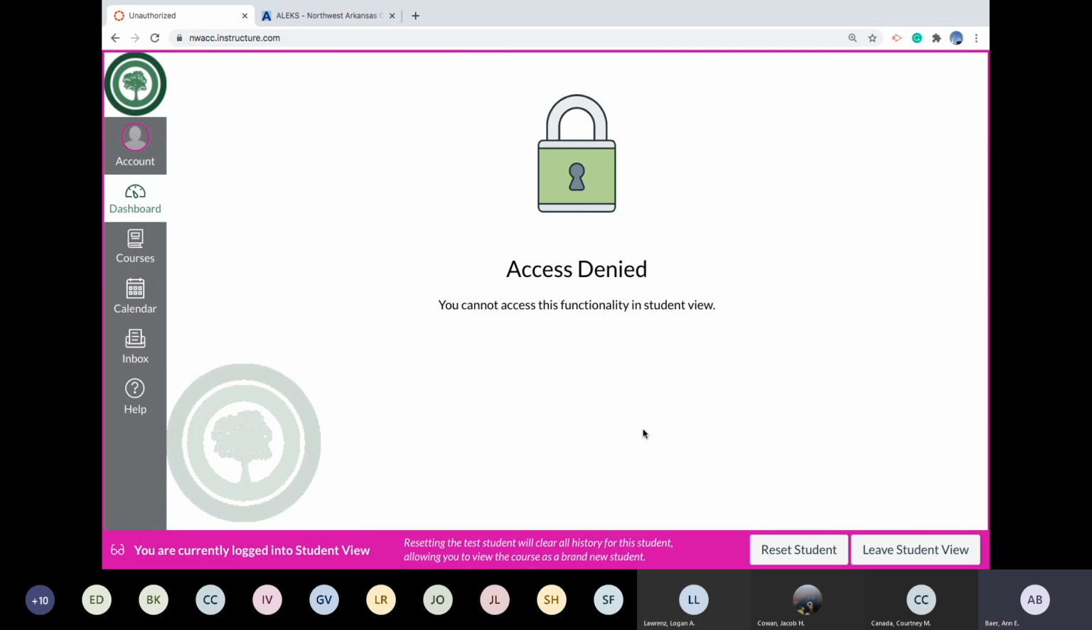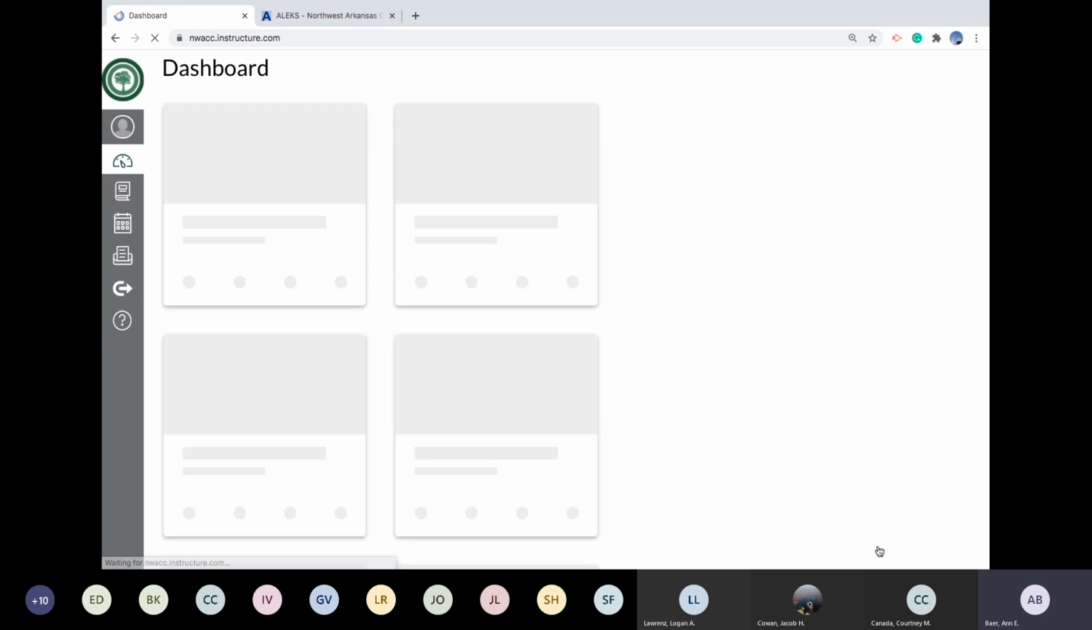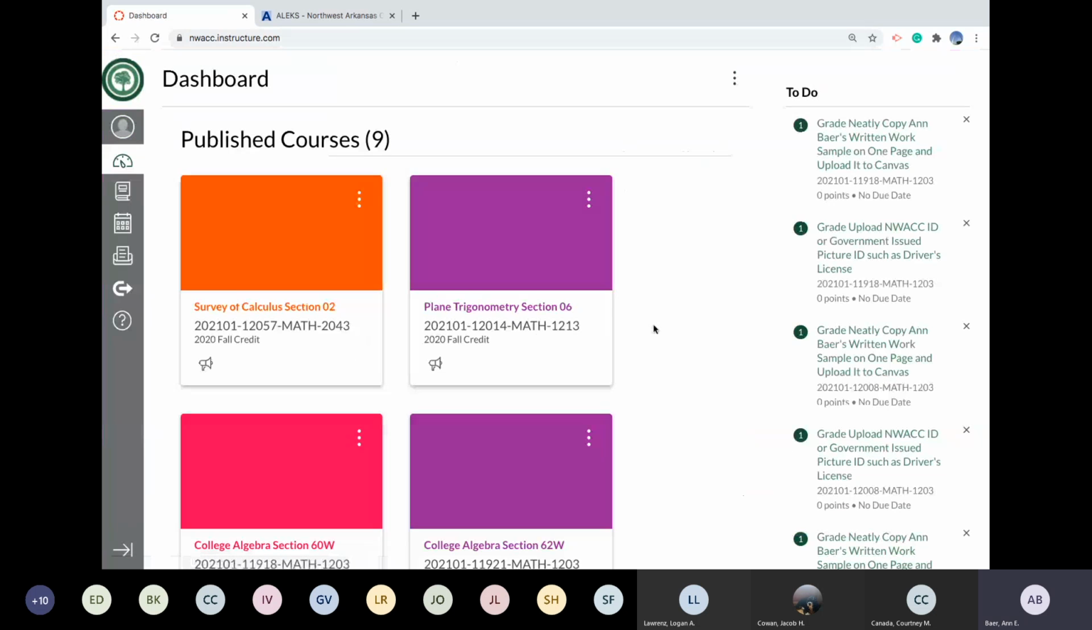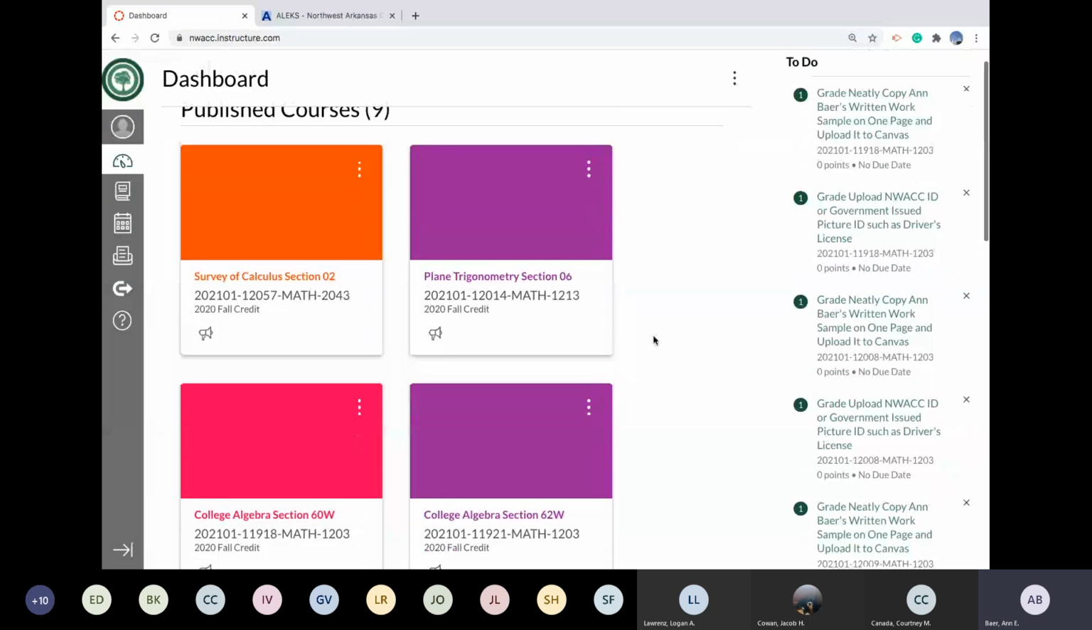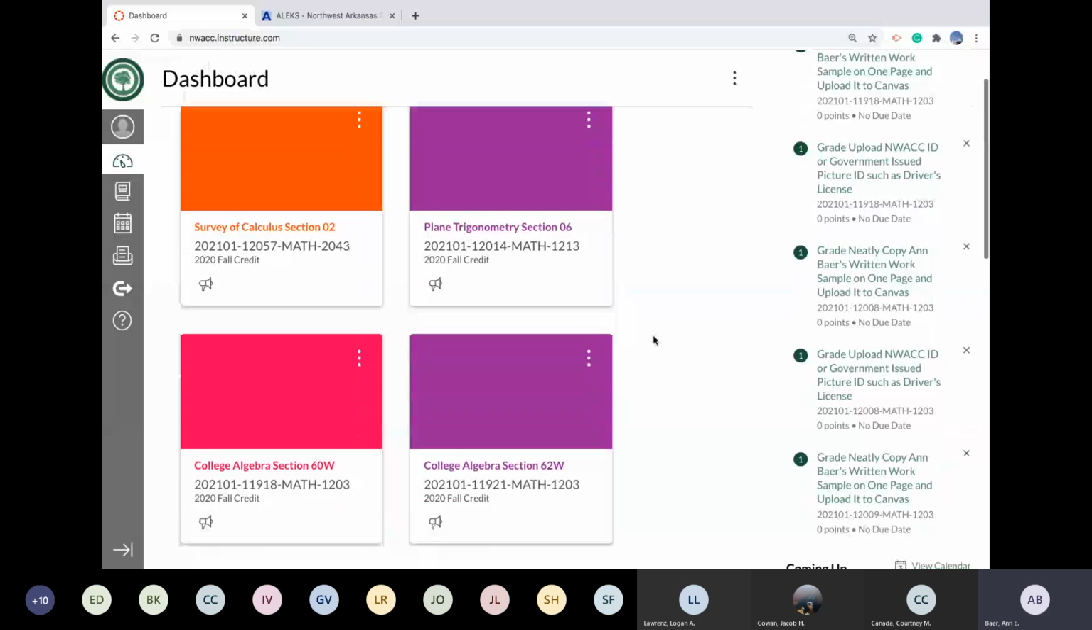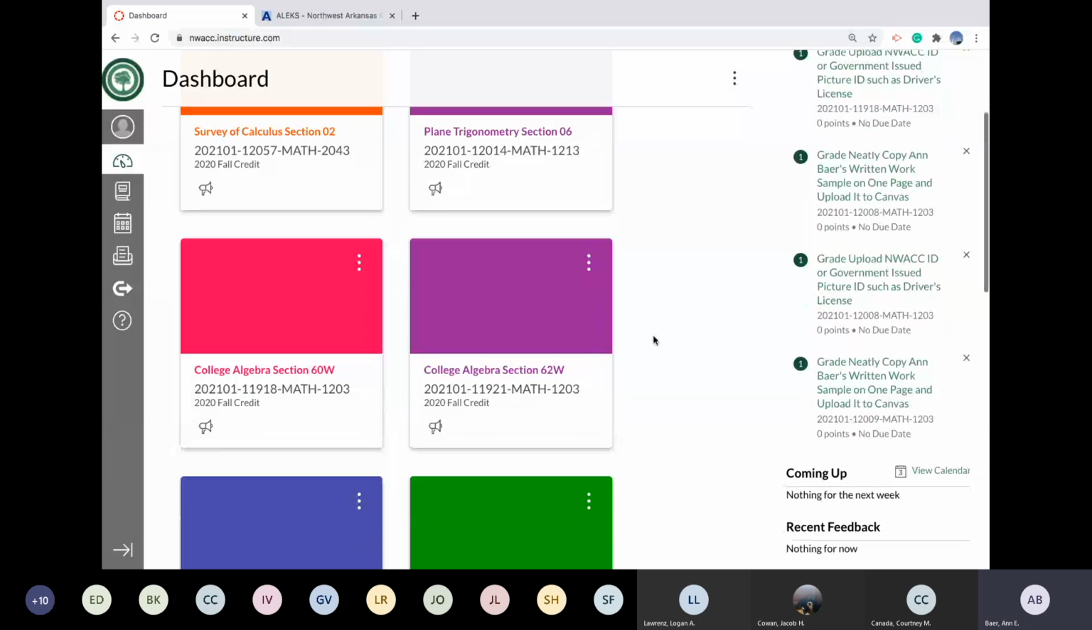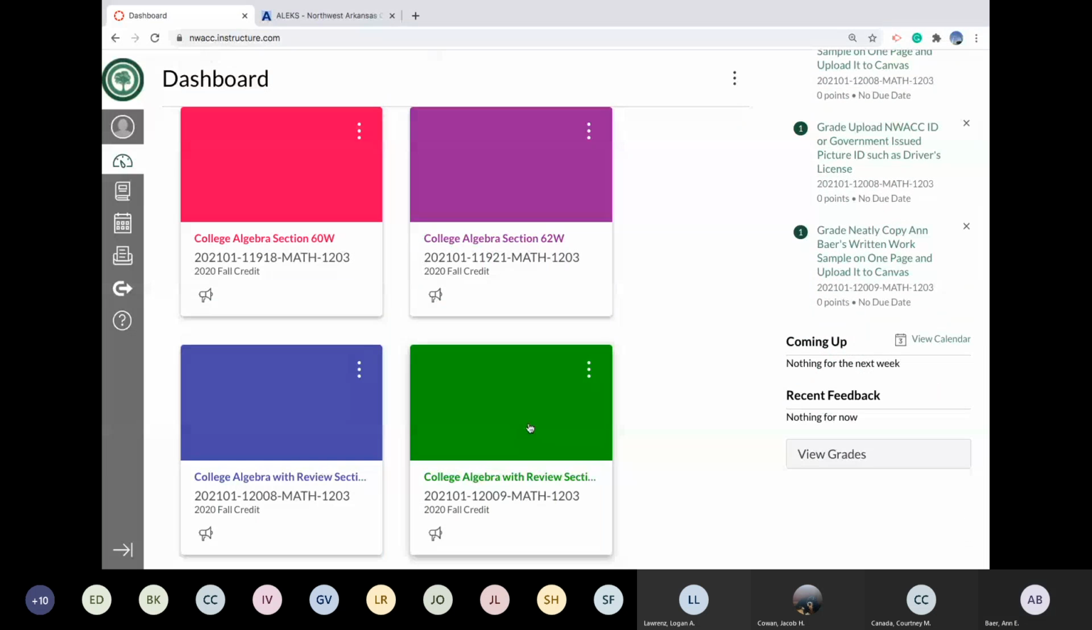Whoops, it didn't let me do that. It didn't let me do that in student view. So let me go out of student view for a second. Okay, I'll go back into student view, I promise you. Okay, so I'm going to go back into Canvas.